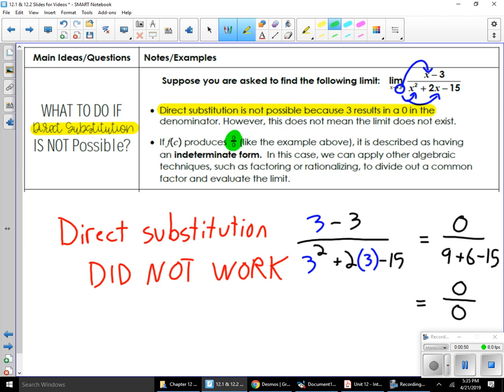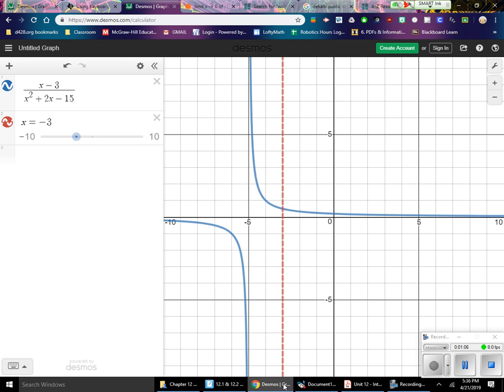0 over 0 is actually a really common thing to happen with direct substitution. It gives you what's called indeterminate form, because 0 over 0 is undefined. However, it's tempting to say, nah, the limit doesn't exist, we're done. But that's not true. If we look at this function, I have it graphed here in Desmos in blue, there is a limit when x is negative 3.